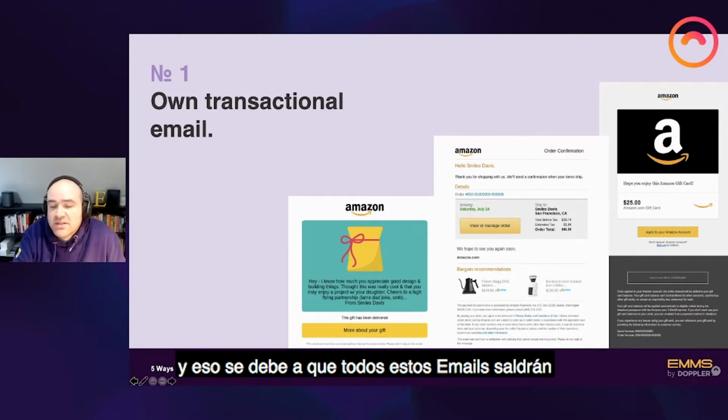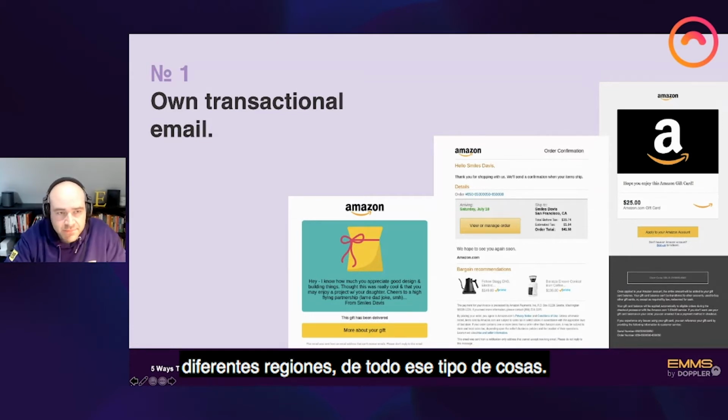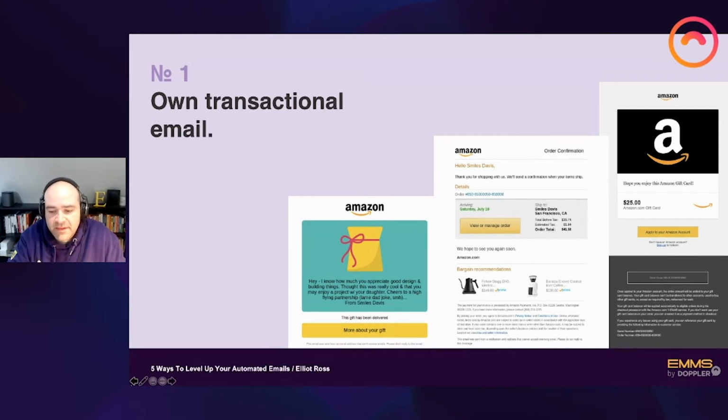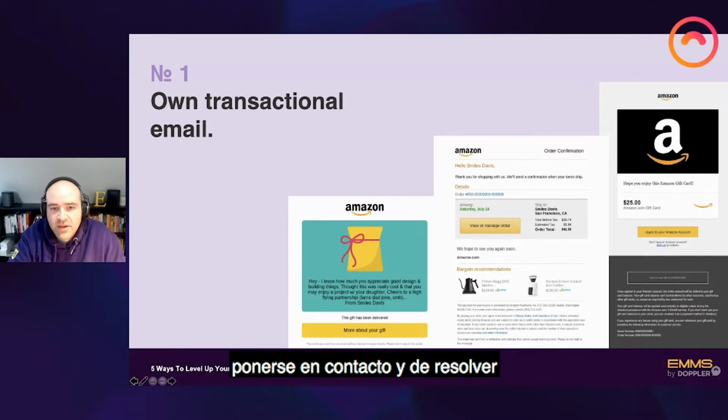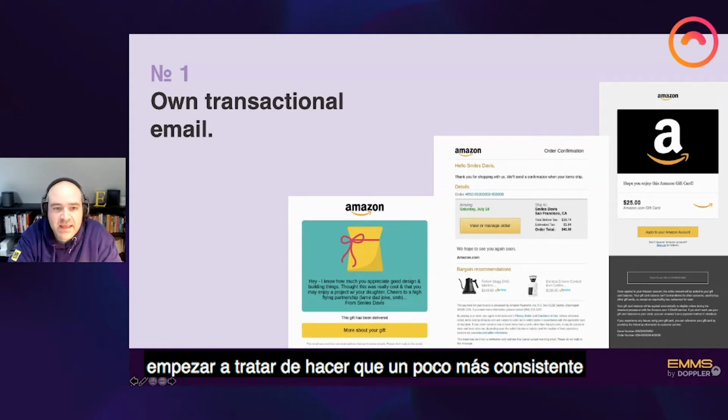And that's because all of these emails will have come out of very disparate teams, sometimes even different agencies, different regions, all that kind of stuff. So I would say the first thing to do to level things up is to just get in touch and work out what email is going out there, and then start to try and make it a bit more consistent.